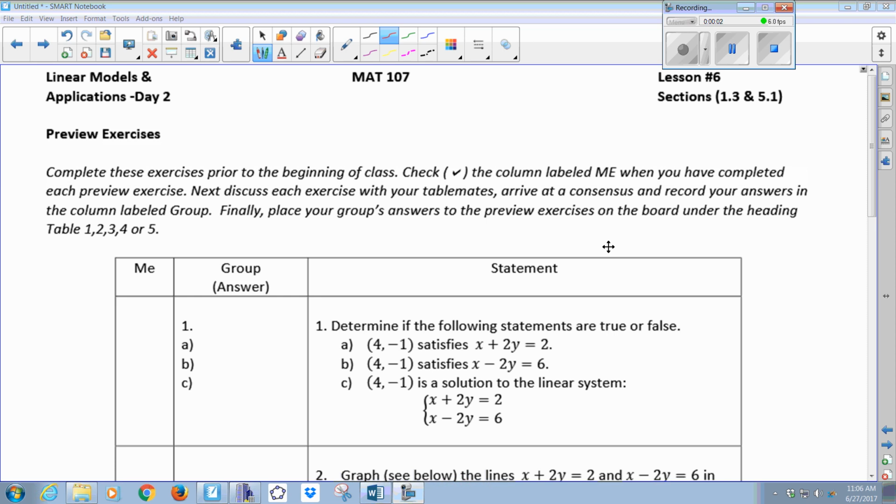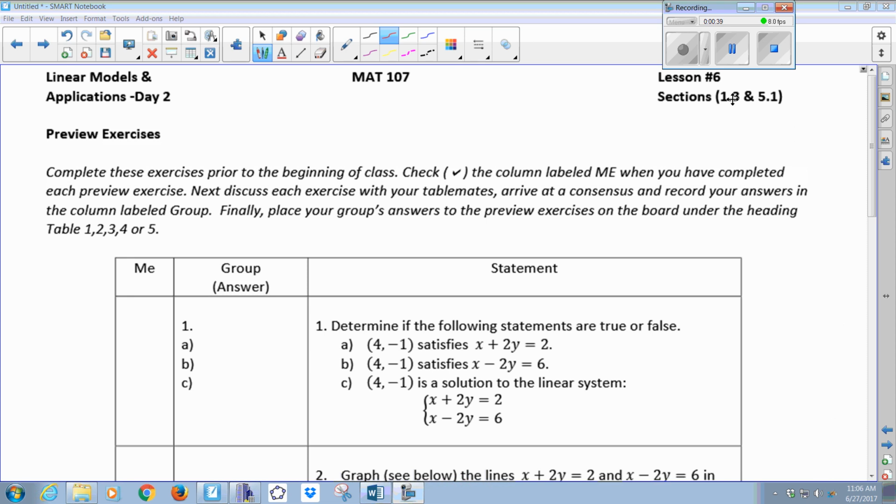Welcome Math 107 students to the preview exercises for Lesson 6, which is Linear Models and Applications Day 2. We're going to continue to work with linear models and their applications, similar to what we did with Lesson 5, but now we're going to be using two variables to help us. We'll do a little introduction to working with equations that have two variables in them, and also looking at two of these equations at the same time. This will help us solve some of the story opportunities that we look at in this section.